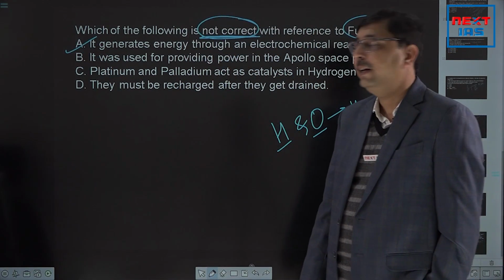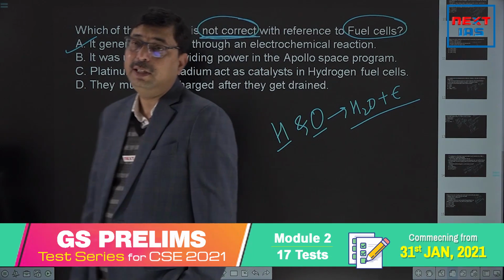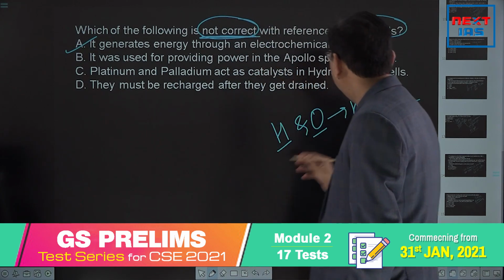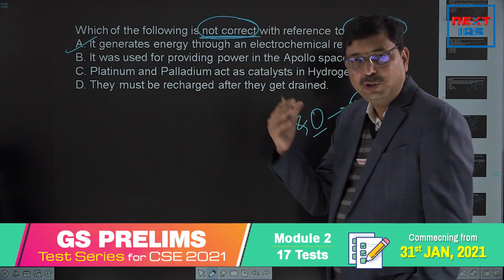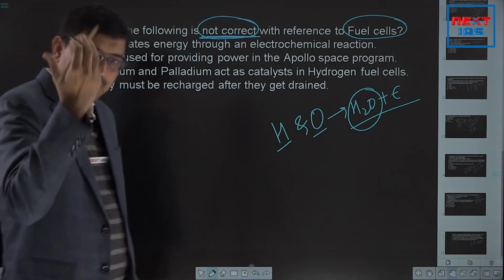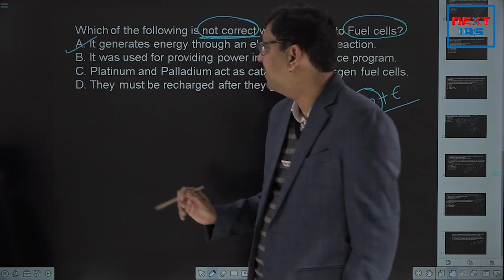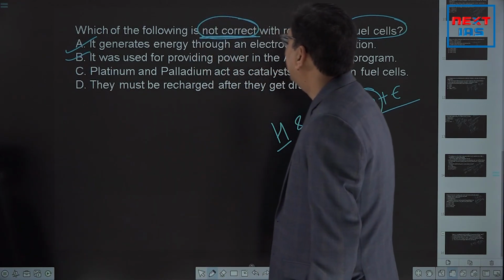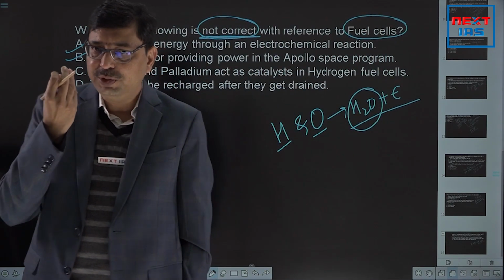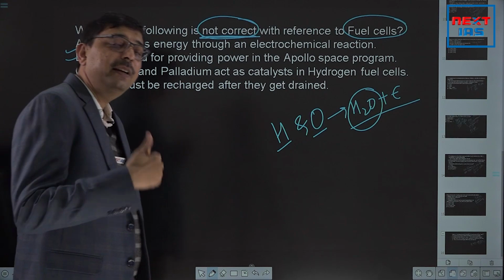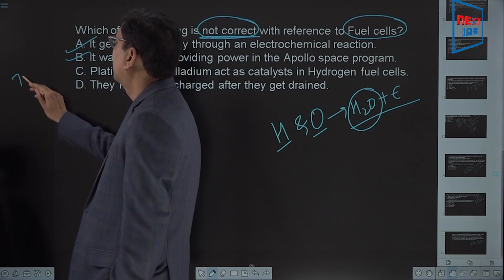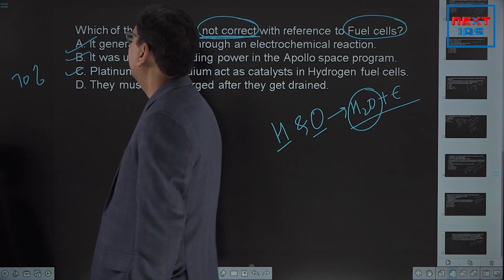It was used for providing power in the Apollo. Yes, you'll be surprised to know that in Apollo they used fuel cells, and the water which was produced was used for drinking, when it was cooled down, when it was condensed. So that second statement is also right. Platinum and palladium act as catalyst. Yes, palladium and platinum are used in the electrodes in the fuel cell to increase the efficiency, and the efficiency can reach 70% here. This is also correct.